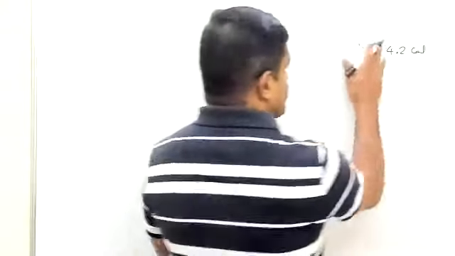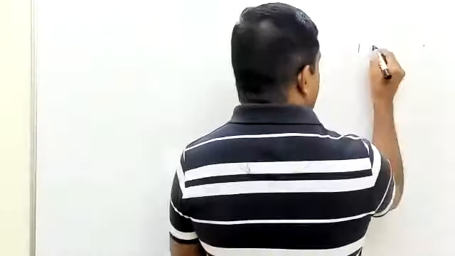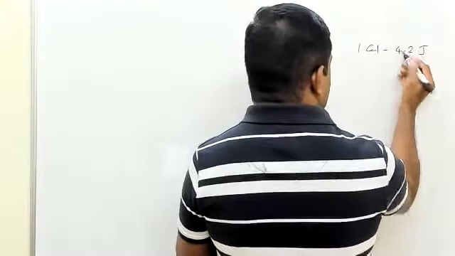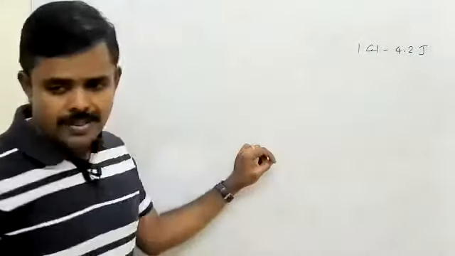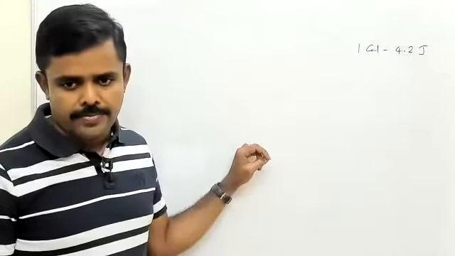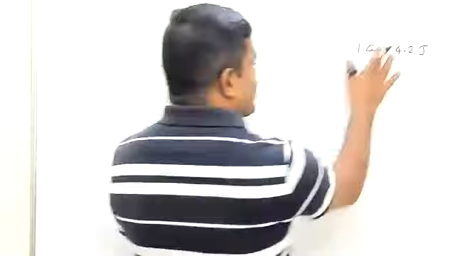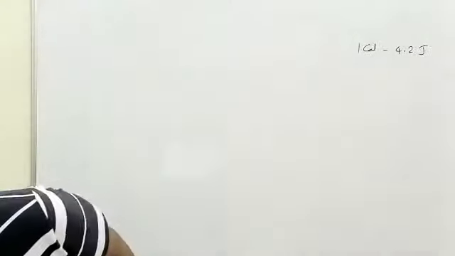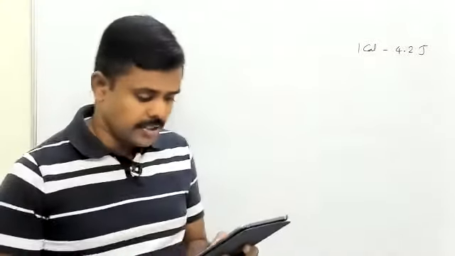Oh, the other way, sorry. 1 calorie is 4.2 joules. Okay, I made a mistake, sorry. 1 calorie, the CGS unit, is 4.2 joules. And let us read the question now. Just keep that in mind.